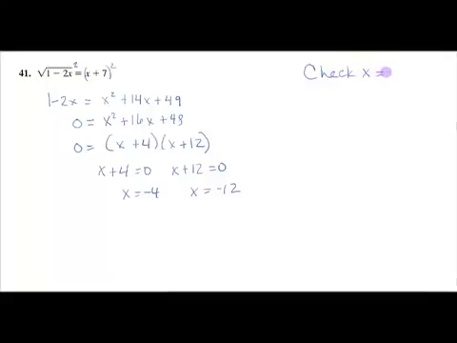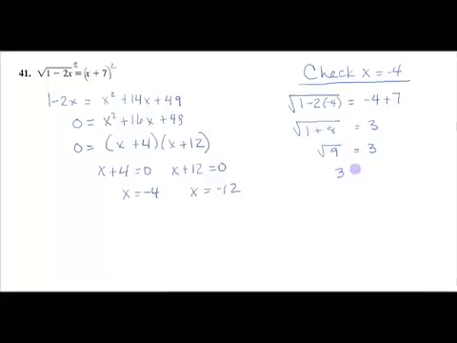So checking x equals -4, I have the square root of 1 minus 2 times -4 equals -4 plus 7. That's the square root of 1 plus 8 equals 3. The square root of 9 is 3, so 3 equals 3. X equals -4 is one of my solutions.